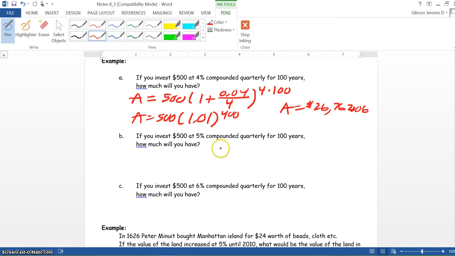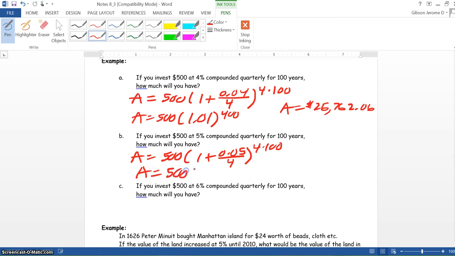Okay, now we move on. Our next problem, we would do the same thing, but our interest rate has changed. So it's the same exact process, but instead of 0.04, we have 0.05 divided by 4. So it'd be 4 times 100. So we have A is equal to 500, and in parentheses we have 1.0125.